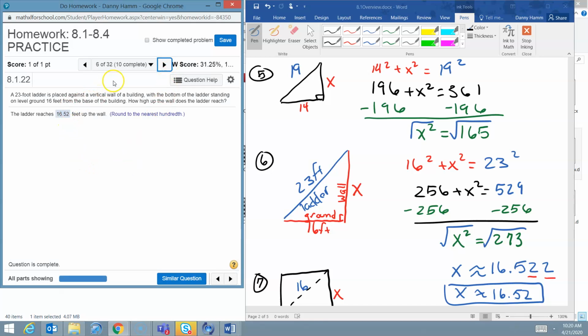Looking at a similar little word problem. In this one, the difficulty is setting it up. Typically, the ground is here, meeting with a building or wall, and then we take a ladder and place it from the ground to the wall. Here you can see our legs are the ground, 16 feet, and the building wall, which we don't know, is x, and we know that the ladder is 23 feet long. So we set this up just like all of the others, and we follow through. This one is asking us to round to the nearest hundredth, so the square root of 273 is about 6.52.